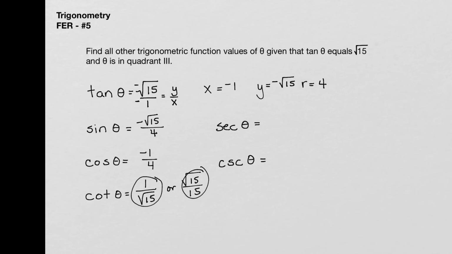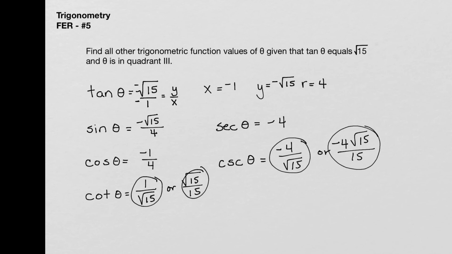Secant, that's the reciprocal of cosine, so that's negative 4. And cosecant is the reciprocal of sine, so this is negative 4 over the square root of 15. And again, I would take that as an answer, or negative 4 times the square root of 15 over 15. So either of those would be good answers. And that's the end of that problem.